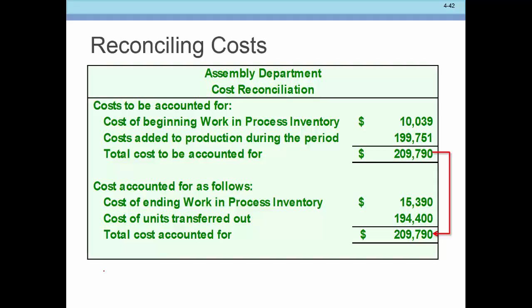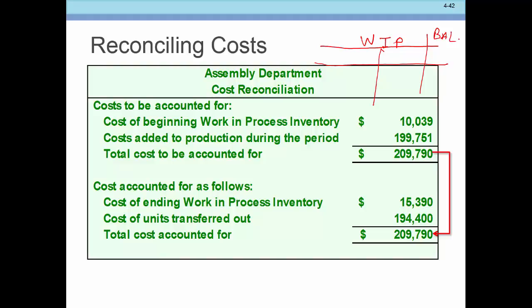Okay, so let's just think about this for a minute. This is my work in process account, isn't it? T account, work in progress? Okay. And they told me that I had a beginning balance in here. I'm just going to put a little column over here for my balance.